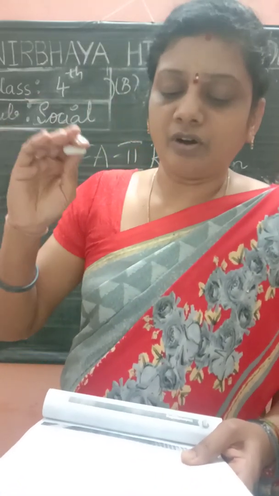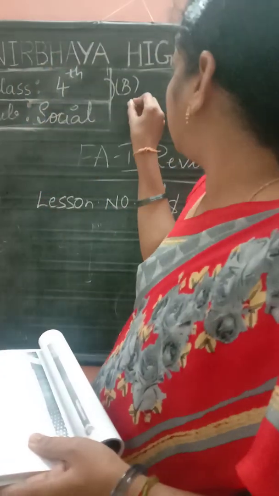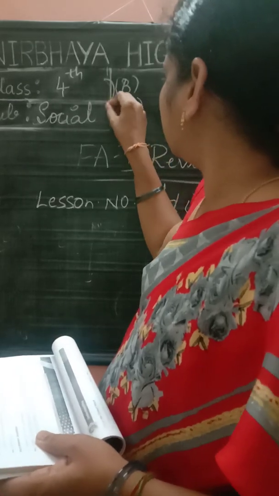And the next one, children. Which part of a river falls in low areas? The options are given there, four options, and which one is correct? A, creek. B, peninsula. C, mouth. D, source. Which one is correct? C, mouth.